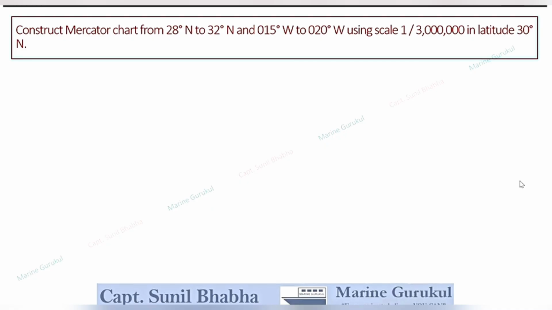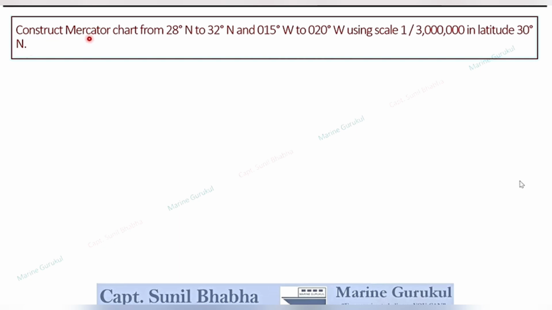Now with the basics of chart projections clear in our mind, we are now ready to go into solving a question. We have the question on the screen now. The question says, construct a Mercator chart from 28 degrees north to 32 degrees north and 015 degrees west to 020 degrees west using a scale of 1:3 million, or 3,000,000, in latitude 30 degrees north.